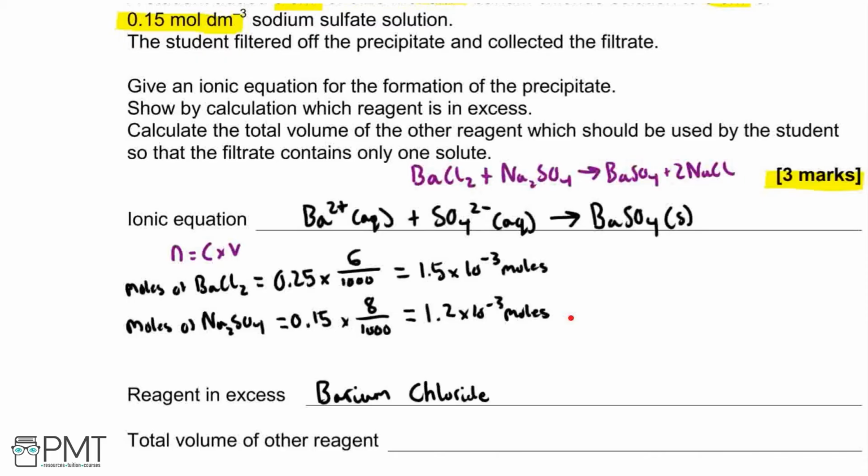However, as the question asks us to show this, we can't just write barium chloride. We need to show this working in order to get that mark. So all of this, both the working and then stating barium chloride, is required for that mark.